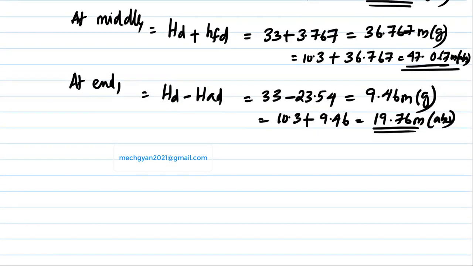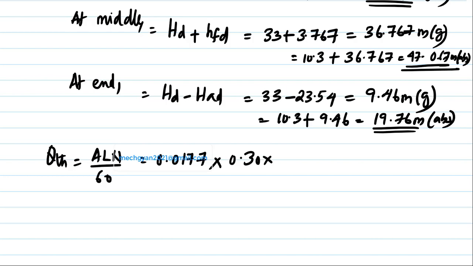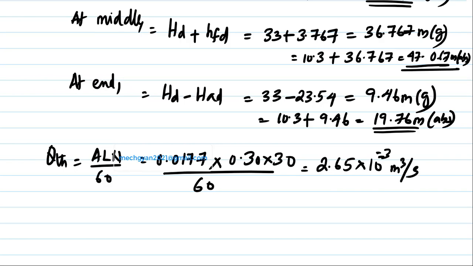Now next is our theoretical discharge. Q theoretical is equal to area into length into N by 60, because it is a single acting pump. So A we know, 0.0177 into length 0.30 is given, 30 RPM is given, divided by 60, what we get is 2.65 into 10 power minus 3 meter cube per second.